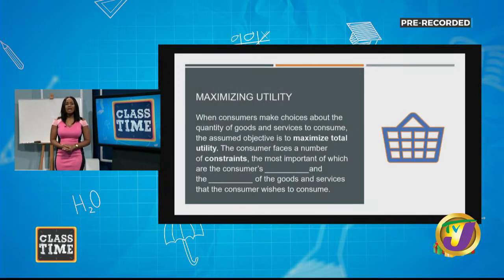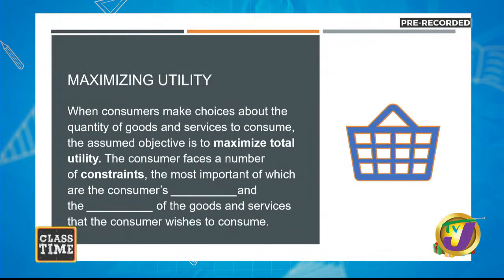Now, we want to look at what a rational consumer might do. And the rational consumer is one who aims to maximize utility. So I want you to look at this statement and see if you can fill in the blanks. It says, when consumers make choices about the quantity of goods and services to consume, the assumed objective is to maximize total utility, get as much as you can get, right?